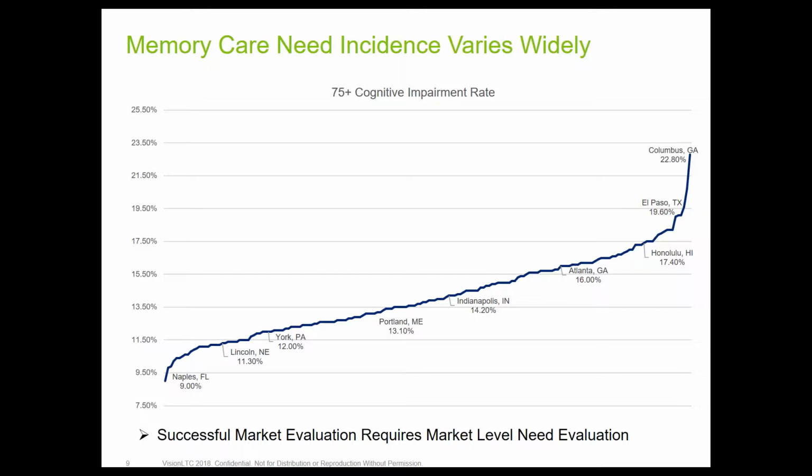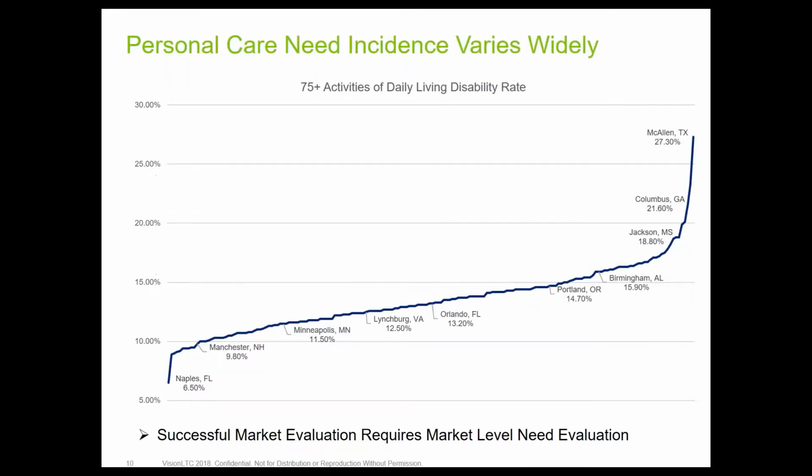So if you're thinking about what the implications would be, a memory care project in Naples with the same income qualified population counts might be expected to have roughly half of the need of a project in Atlanta or Honolulu or El Paso. And that line you see here is actually all 900 MSAs in the United States mapped in ascending order of that cognitive impairment rate.